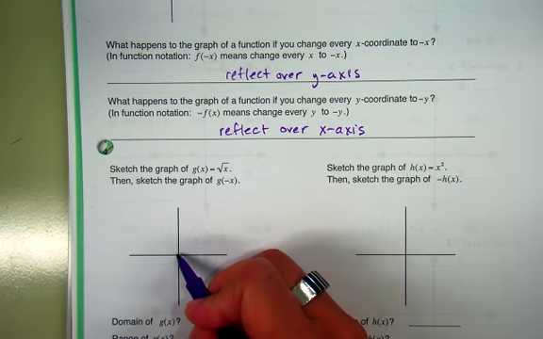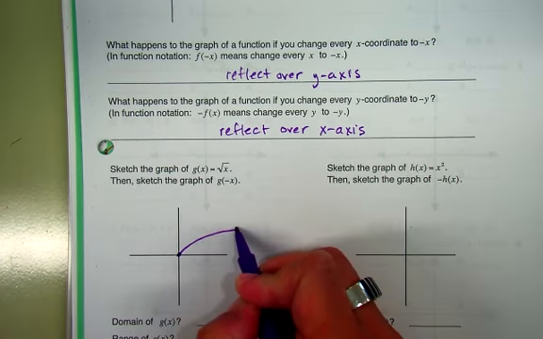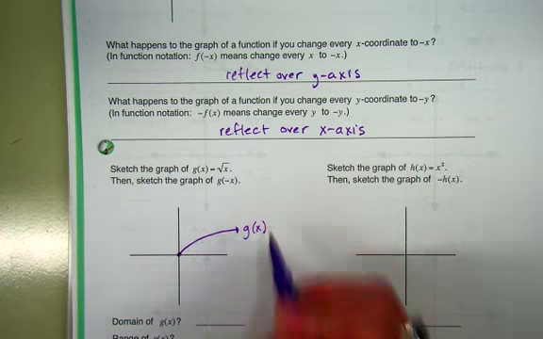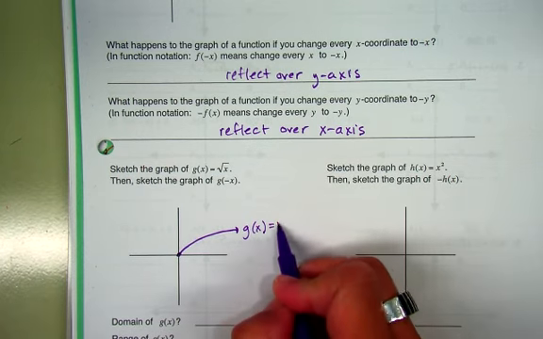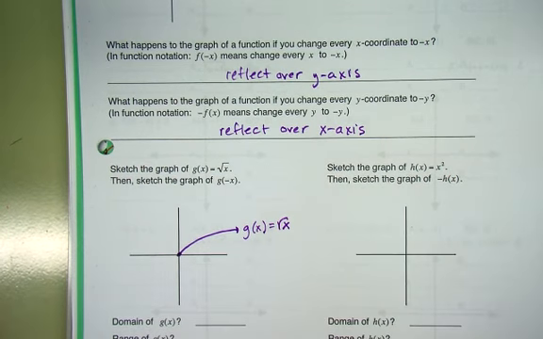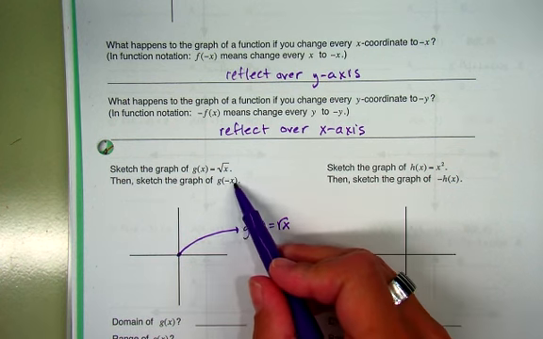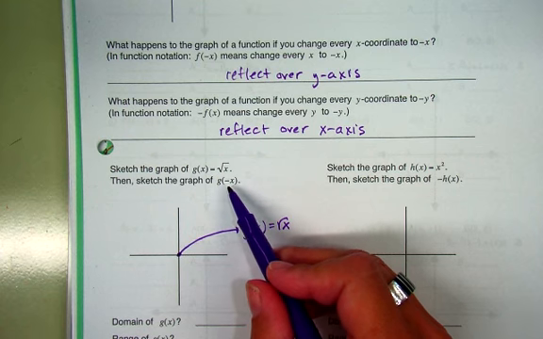You're right. All right, so sketch the graph of g of x equals radical x. So there's my g of x. Then sketch the graph of g of -x. So what does that mean? It means that I'm changing all the x's to -x's.